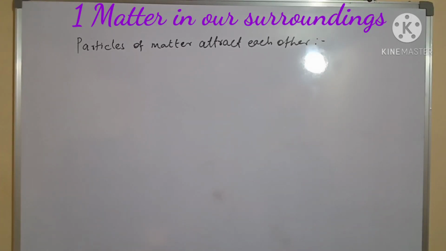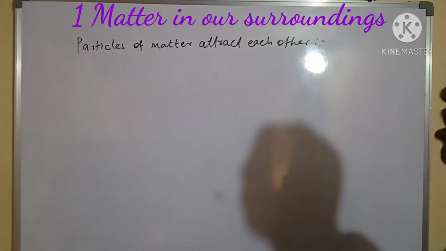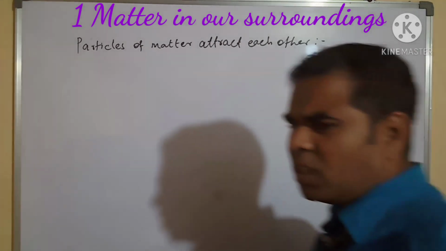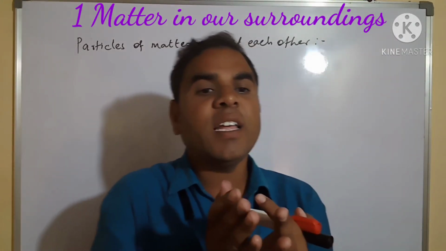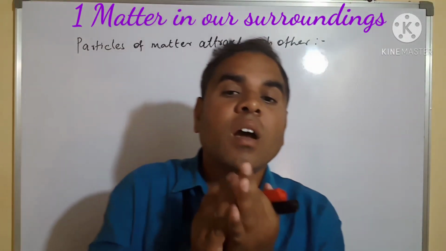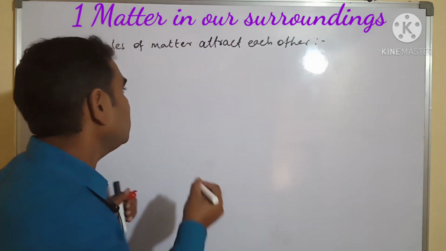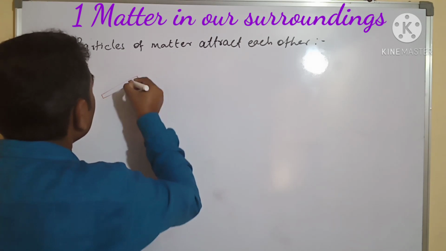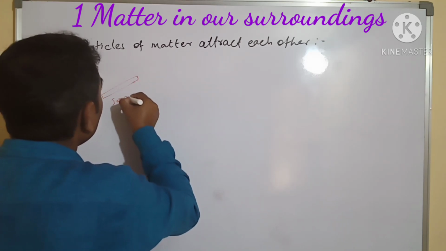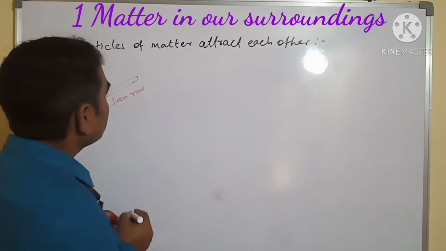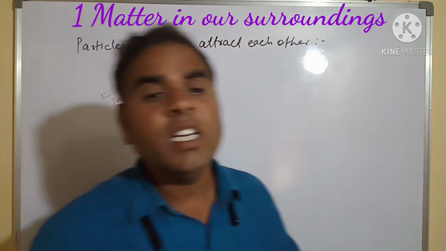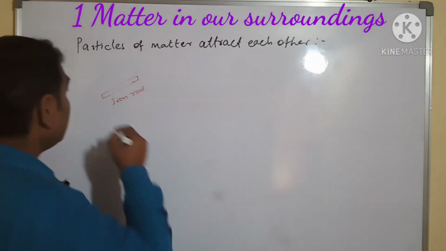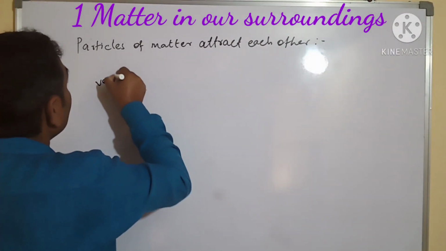See, next, particles of matter attract each other. See, so many particles are attracting each other. For example, this is an iron rod. See, it is very hard to break. Breaking it is very difficult.